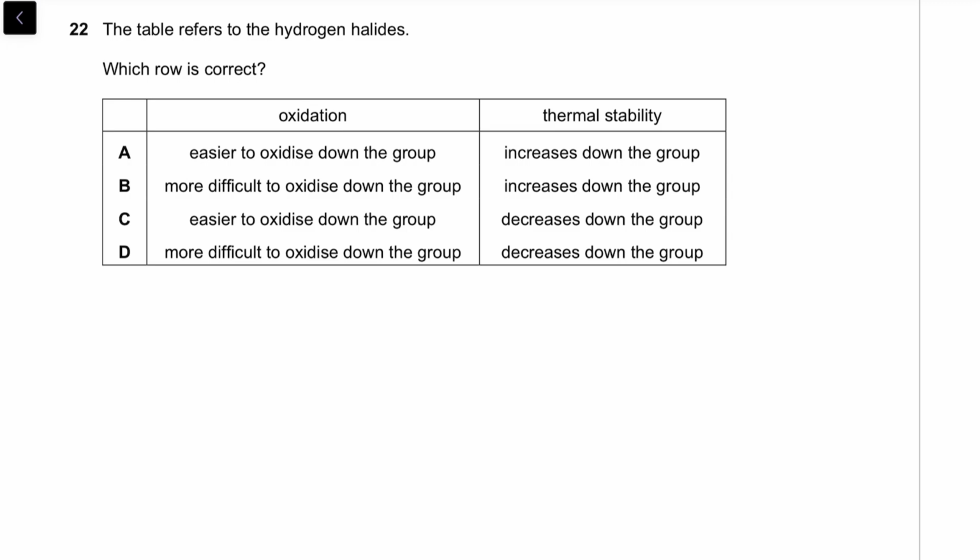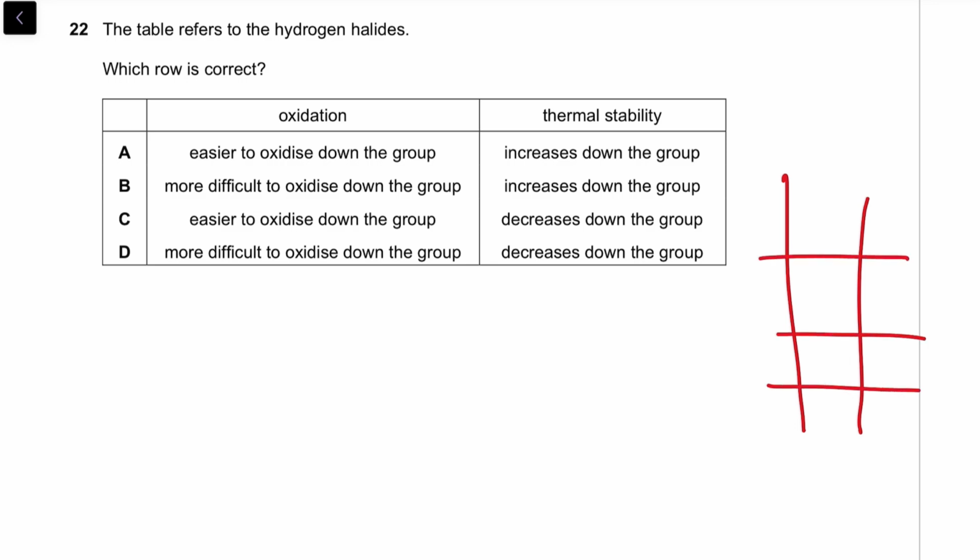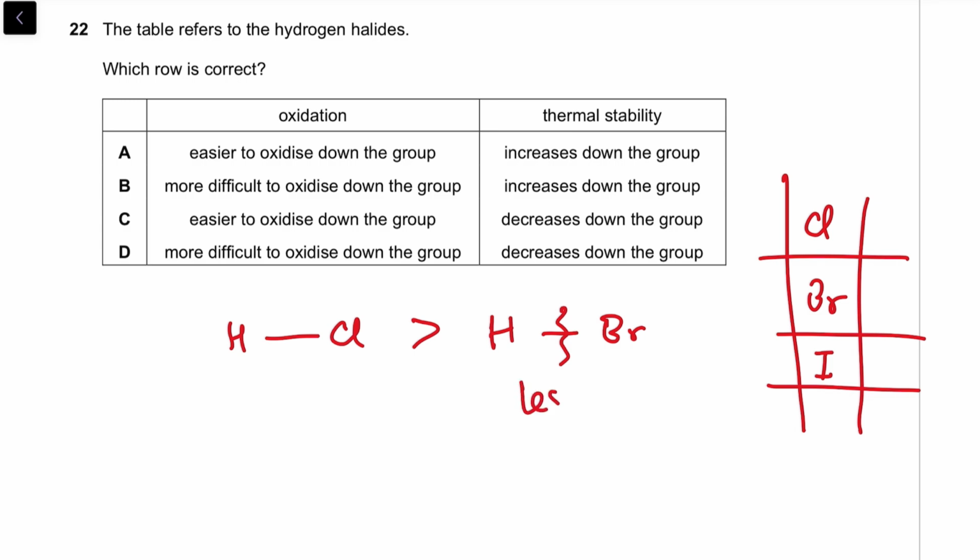Question 22. The table refers to the hydrogen halides. Which row is correct? Something that is very important to know is the fact that the hydrogen halides' stability increases as you go up the group. That being said, HCl is more stable than HBr. Therefore, it is easier to oxidize HBr than it is to oxidize HCl. And there is less heat needed to break the bond in HBr than HCl. Therefore, the thermal stability of hydrogen halides decreases as you go down the group. So the answer must be C.